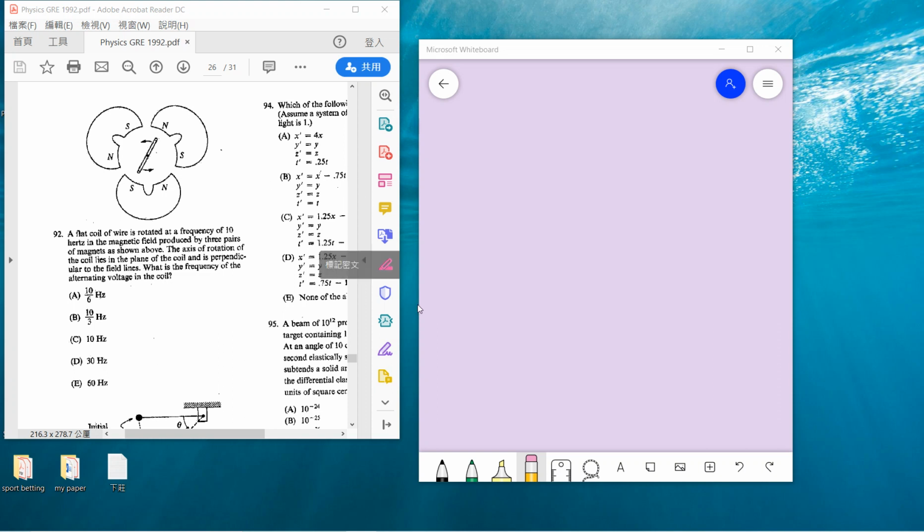So we keep solving 92. Basically, you have a flat coil rotating at frequency 10 Hz, and the magnetic field produced by 3 pairs of magnets. The axis of rotation of the coil lies in the plane of the coil and is perpendicular to the field. What is the frequency of the alternating voltage in the coil?